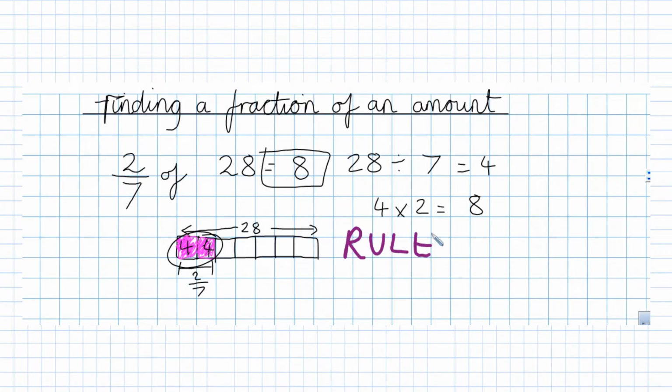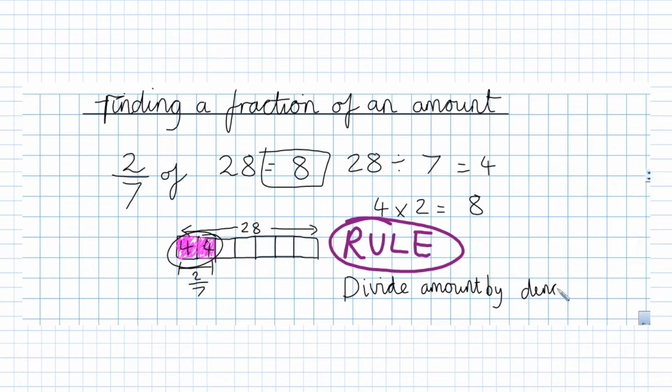Just to recap, the rule that we've learned is you take the whole number, which is 28, and you divide that number by the denominator. So you split it into how many parts there are. So 28 divided by 7. Divide the amount by the denominator. And then when you get that answer, which in this case was 4, you then multiply that answer by the numerator, because we want that many parts. So there's 7 parts. We split into 7 parts. We find out what each part represents, which is 4, and then we want 2 of them. So we multiply by 2. So divide by the denominator and then multiply by the numerator.